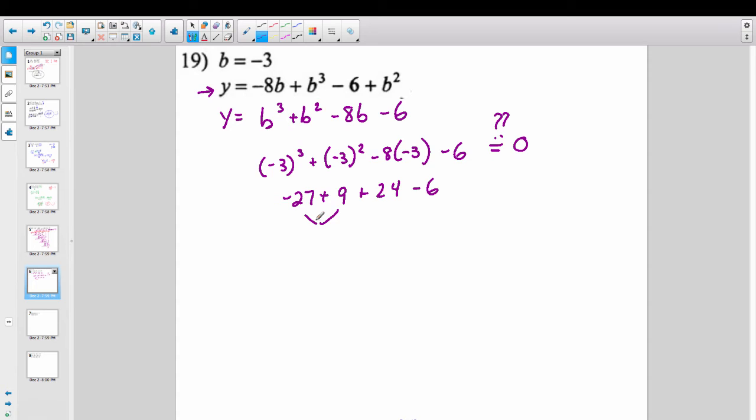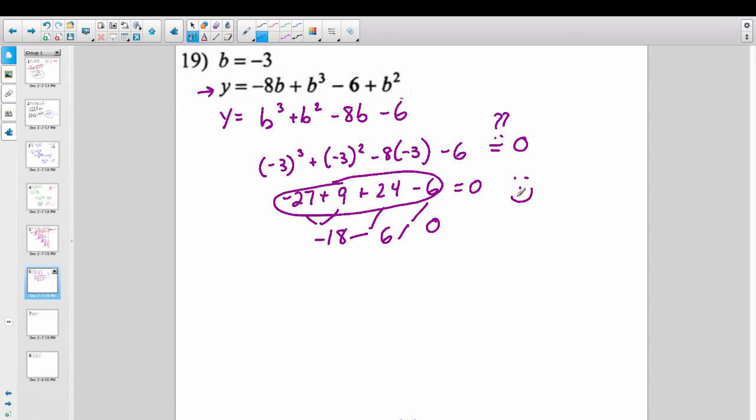These two terms combine to be negative 18. These two terms combine to be positive 6. And these two terms combine to be 0. So this equals 0. So we're happy. Negative 3 is definitely a root.